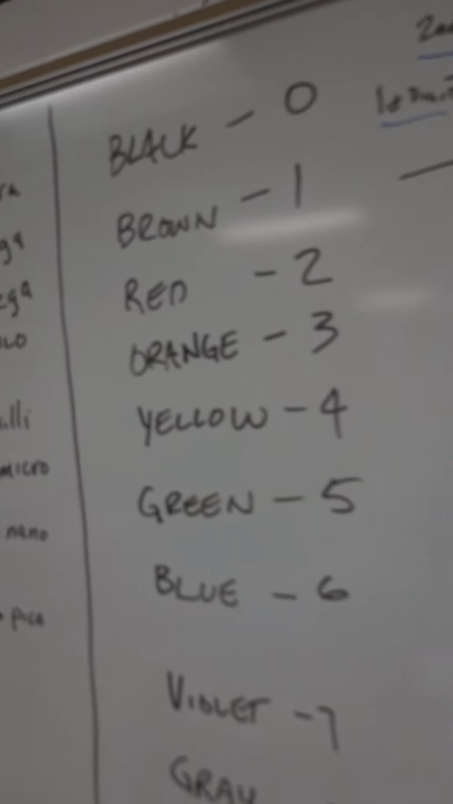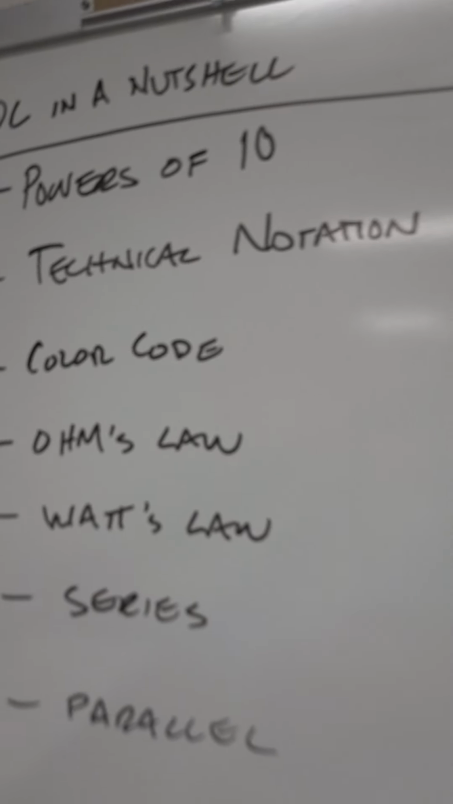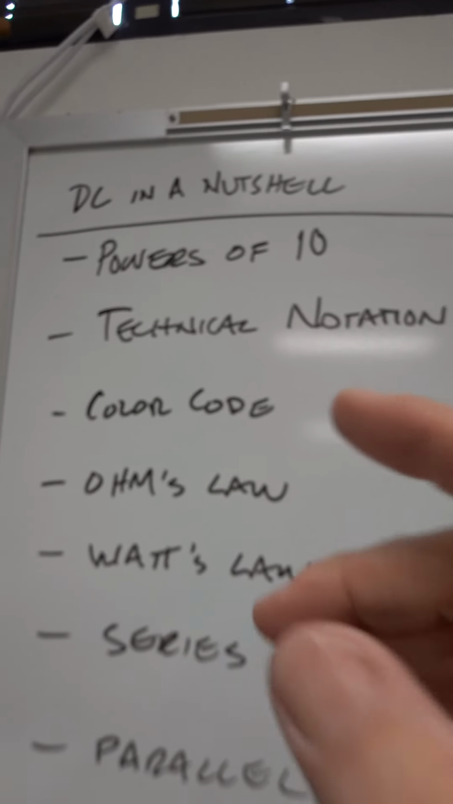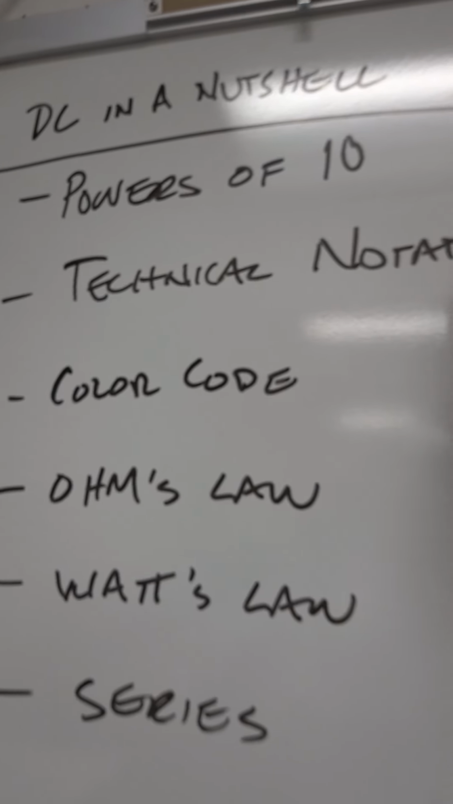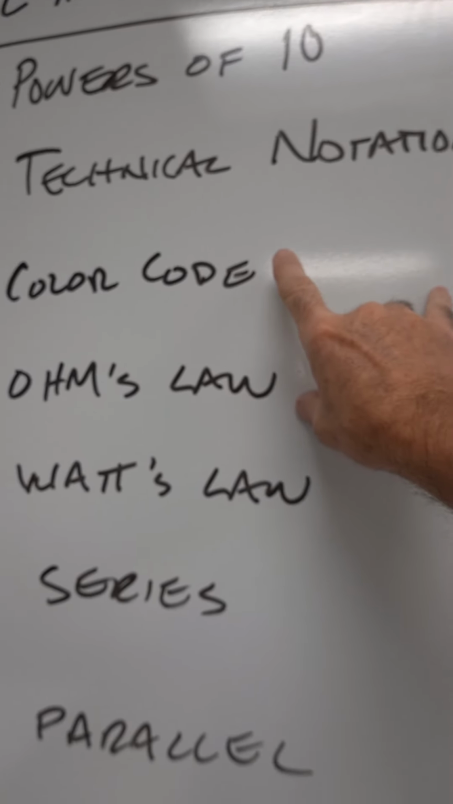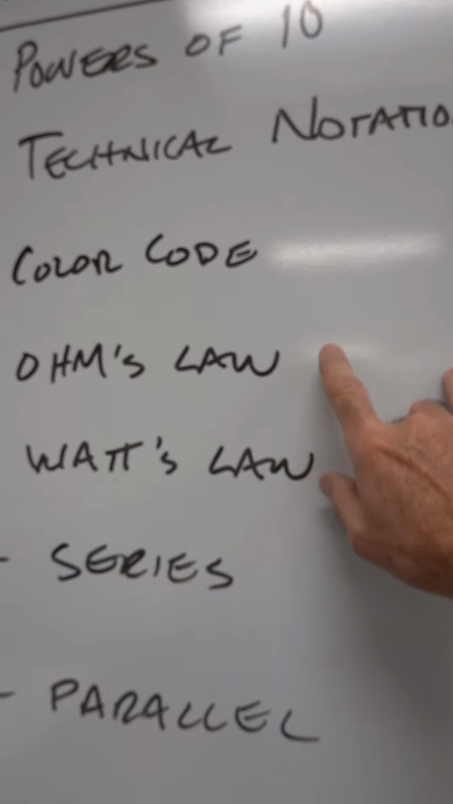And we'll look at some of this other information, but this would be the part 1 that we look at when we're looking at electronics in a nutshell. It's going to be the first 4 of these that we talked about. We talked about powers of 10. We didn't really spend much time on technical notation; I'll do a separate video on that. We talked about color code a bit, Ohm's law, and Watt's law.